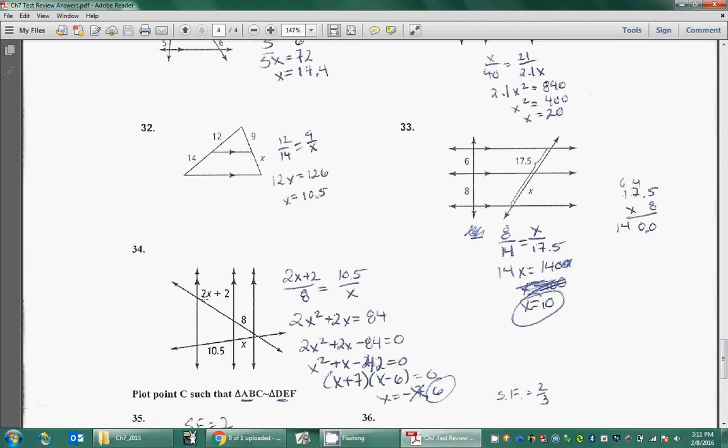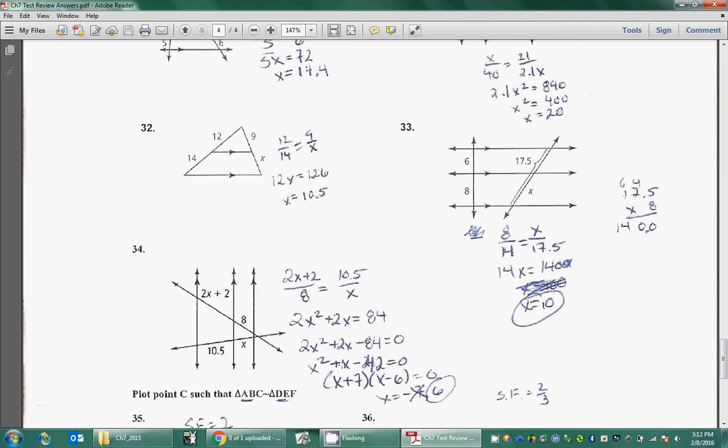So for 34, again, this middle line is a fraction bar. So x plus 2 over 8 equals 10.5 over x. Cross multiply, and you'll notice I get 2x squared plus 2x equals 84. So since I have an x squared term, I'm moving everything to one side. So 2x squared plus 2x minus 84 equals 0. So I'm going to divide all those terms by 2 and make it easier, since they're all even. So I've got x squared plus x minus 42 equals 0.